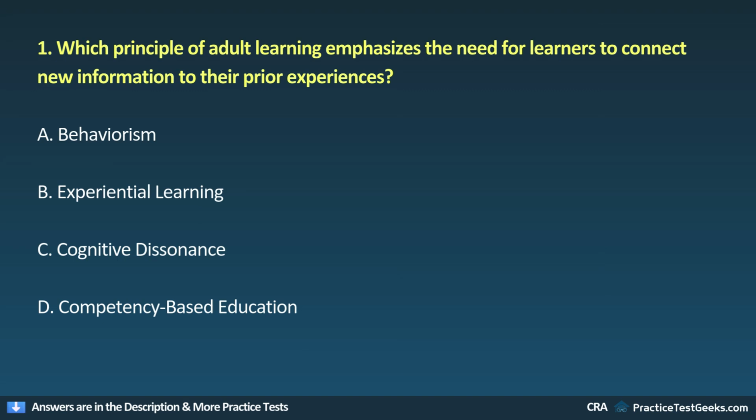1. Which principle of adult learning emphasizes the need for learners to connect new information to their prior experiences? A. Behaviorism. B. Experiential learning. C. Cognitive dissonance. D. Competency-based education.